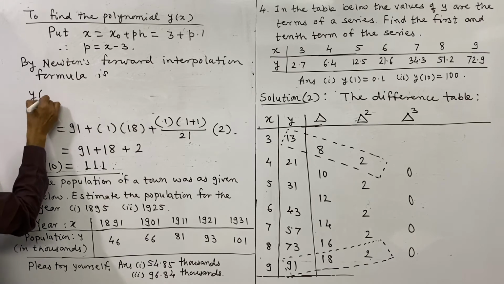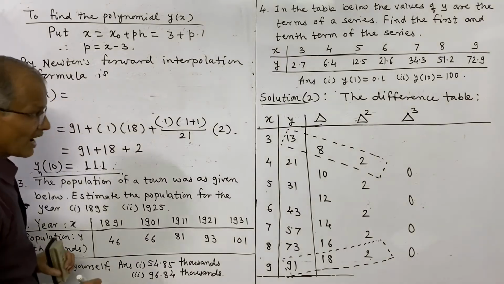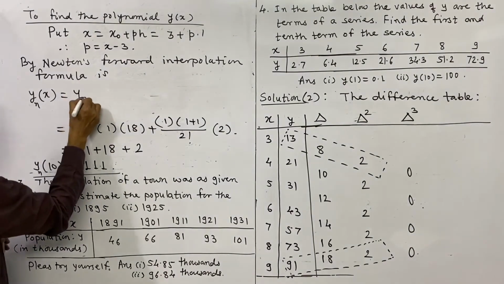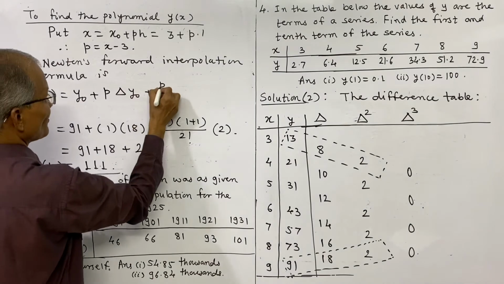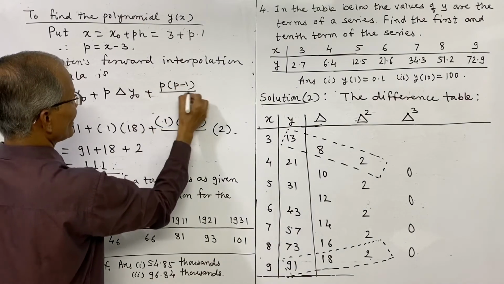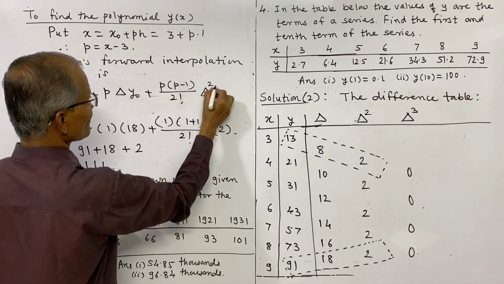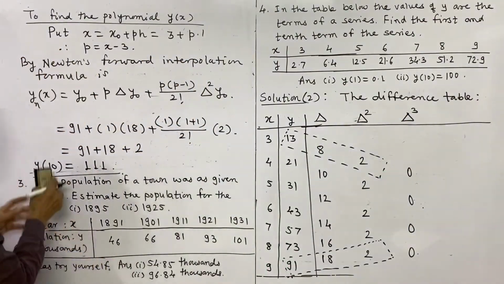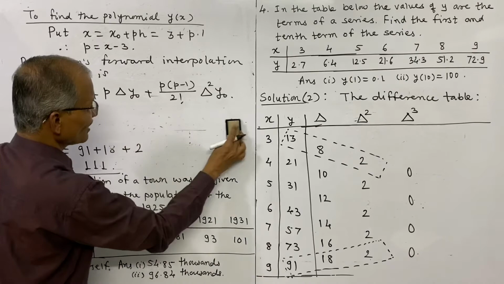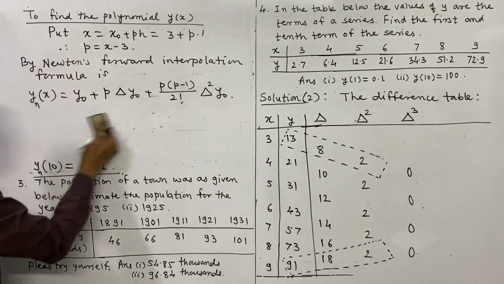Y at x or yn at x is equal to y naught plus p into delta y naught plus p into p minus 1 divided by 2 factorial delta square y naught. That is sufficient here. Third difference is 0. Now what is the change in obtaining the polynomial and the particular value?